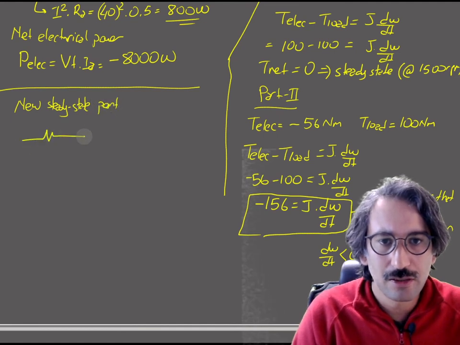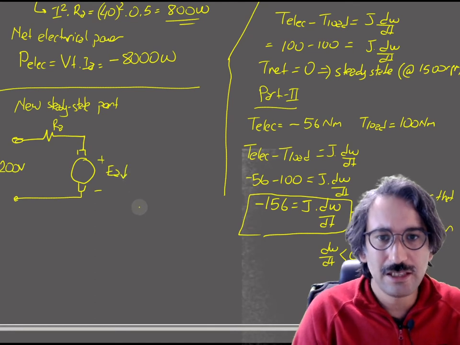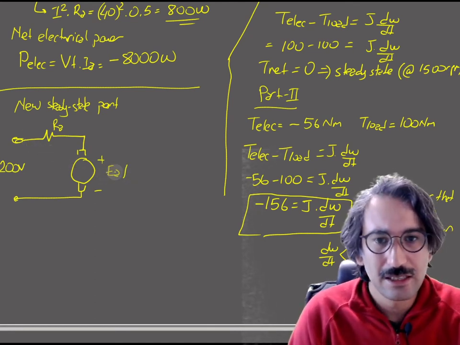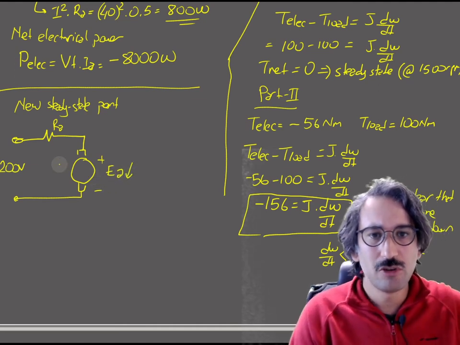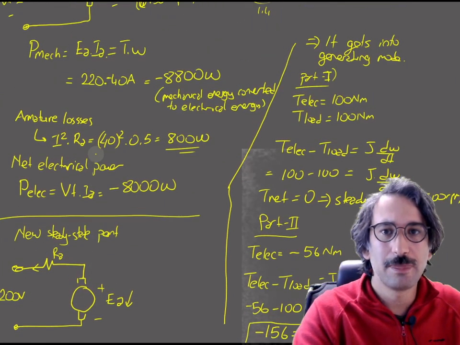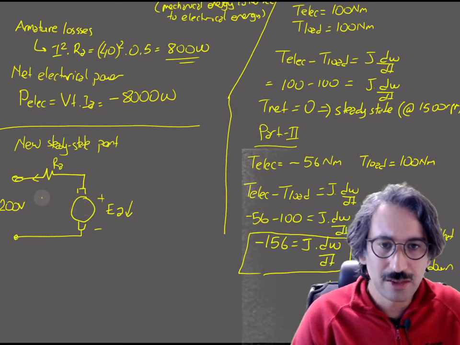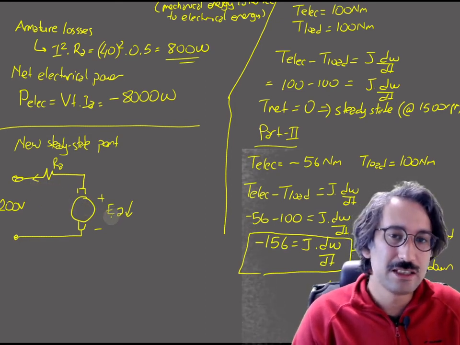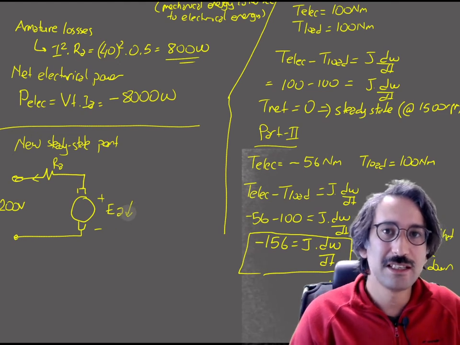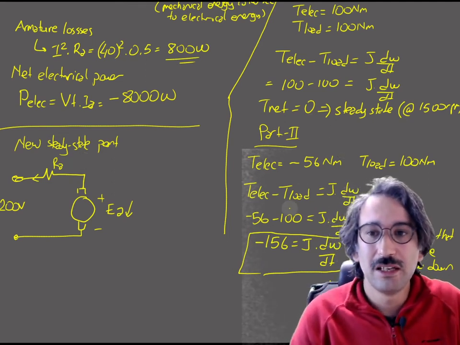So let me try to again draw the equivalent circuit. Here I have now 200 volts at the source. As it slows down, Ea is going to reduce. As the induced voltage gets smaller, the voltage difference, which at first was 220, gets smaller, so the current will get smaller. Let's say it reaches 200 volts. Once it is exactly 200 volts, there will be no current, but it will still be slowing down because we have the mechanical load.